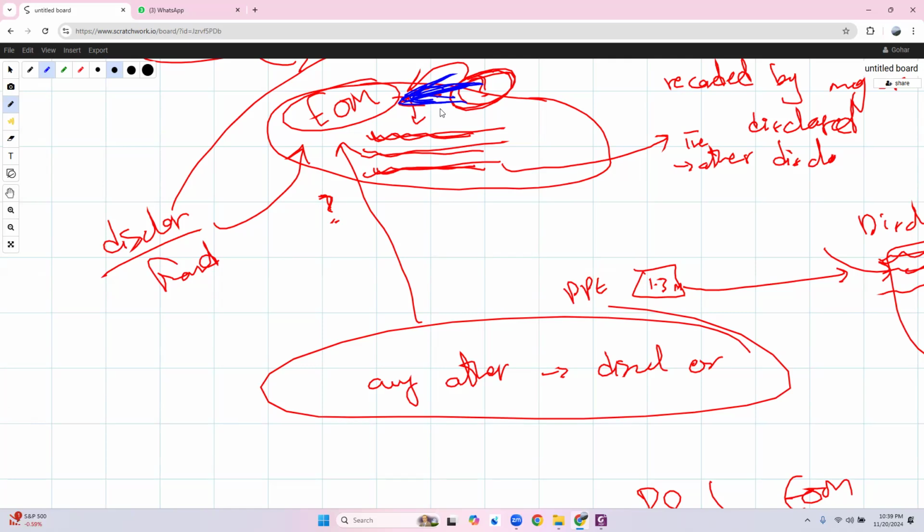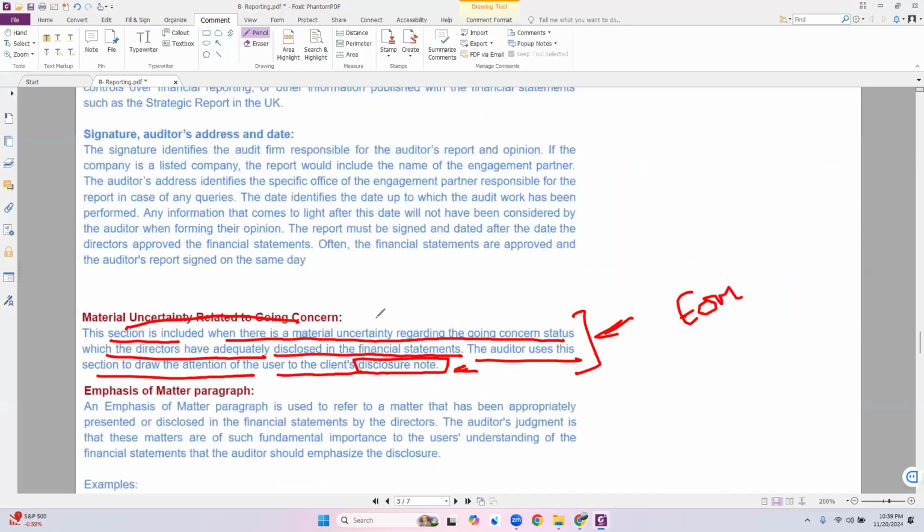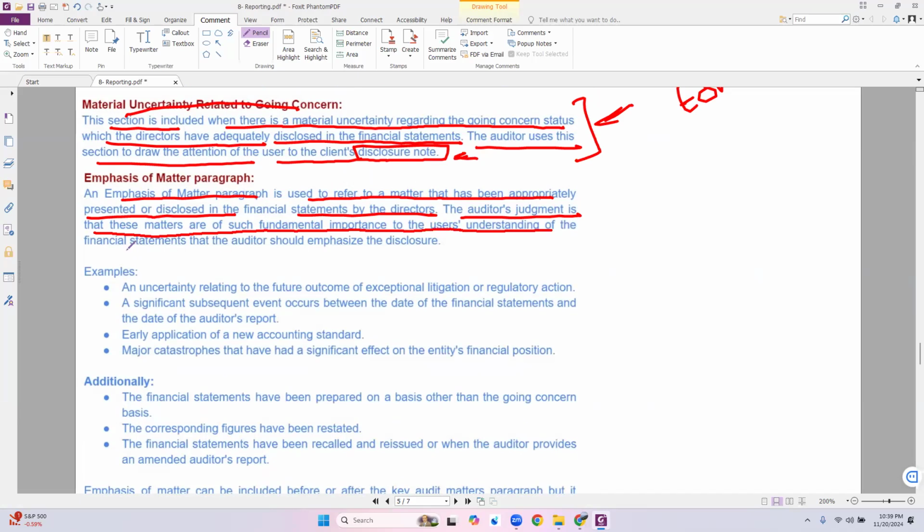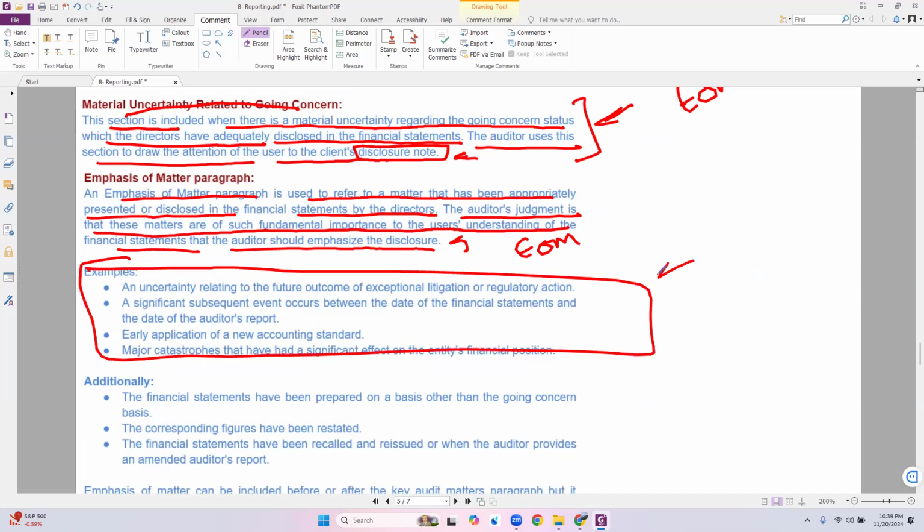Great. Now let's go towards the notes and read them out. Here I have written: an emphasis of matter paragraph is used to refer to a matter that has been appropriately presented or disclosed in the financial statements by the directors. It is the auditor's judgment that these matters are of such fundamental importance to the users' understanding of the financial statements that the auditor should emphasize the disclosure or the presentation by including an EOM paragraph. Now, here I have given some examples which you should read and know.